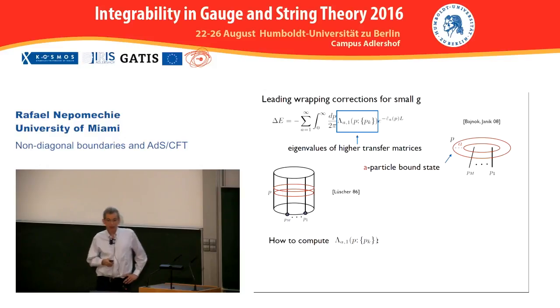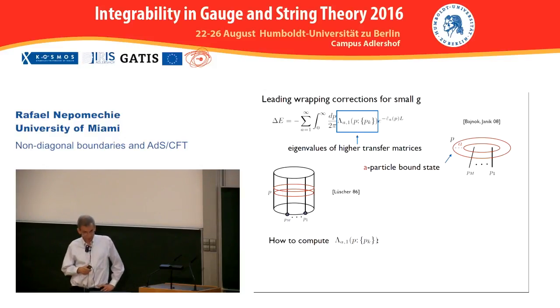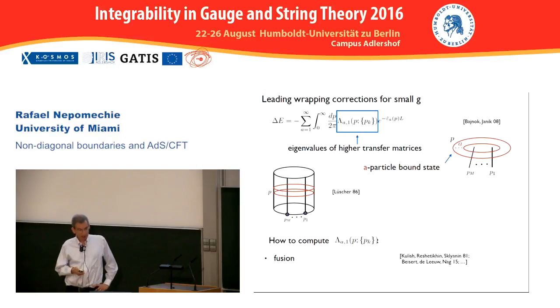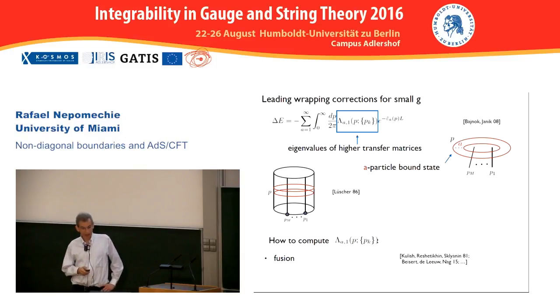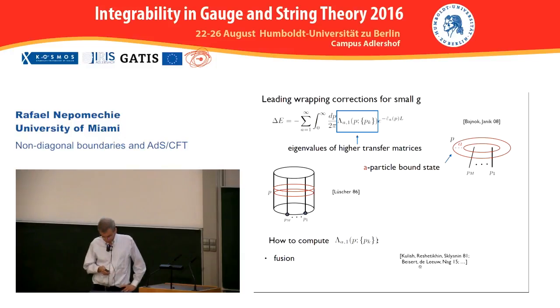So how to compute these higher transfer matrices? Well, there are several ways. One way is to use the fusion procedure. This is something that was developed a long time ago for rational R matrices by Kulish, Reshetikhin, and Sklyanin. And then recently it was upgraded to the case of these AdS/CFT type S matrices by Beisert, de Leeuw, and Nag.